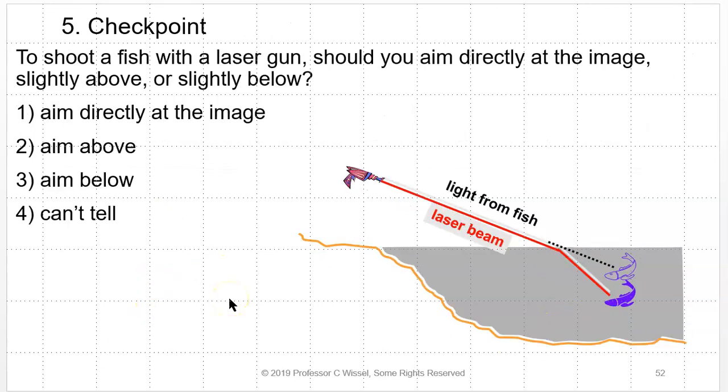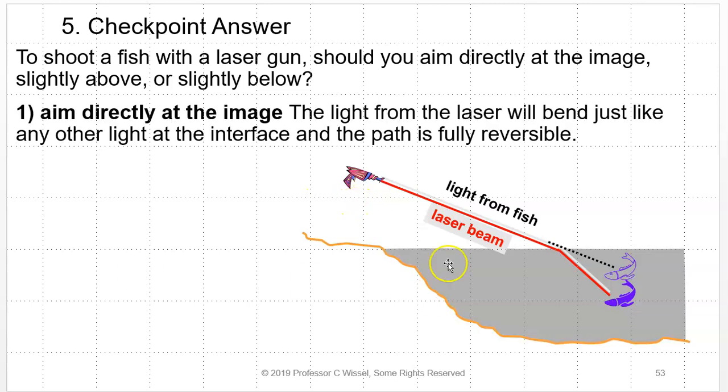How about if instead you use a laser beam, a laser pointer? Where would you aim to have the laser beam hit the fish? It doesn't matter which way the light's going. It doesn't matter whether it's coming from here or there. It's fully reversible. So the laser beam is going to follow the same light path that the light follows that you're looking at from the fish. You aim directly at the fish because the path is fully reversible.